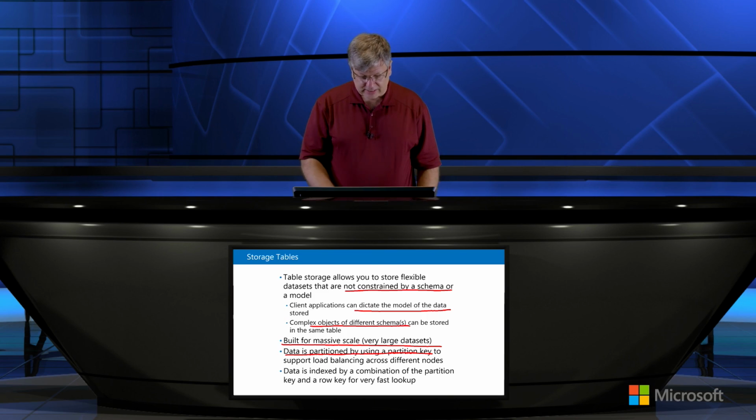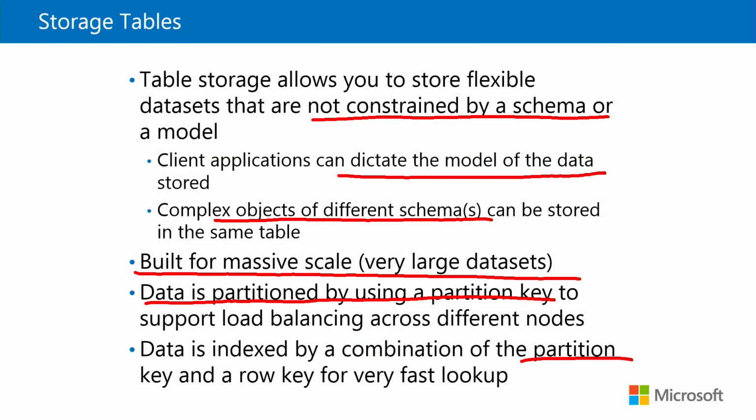Now, the data itself is indexed by a combination of that partition key and a row key, which every entry has. That combination of partition key and row key has to be unique, and that gives you very fast lookup across a very large data set.